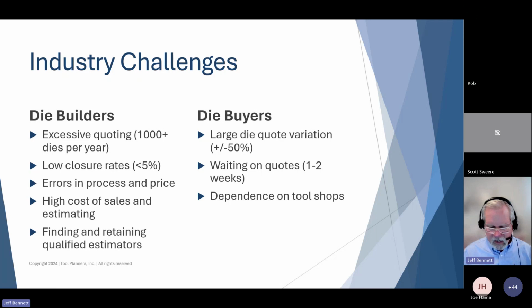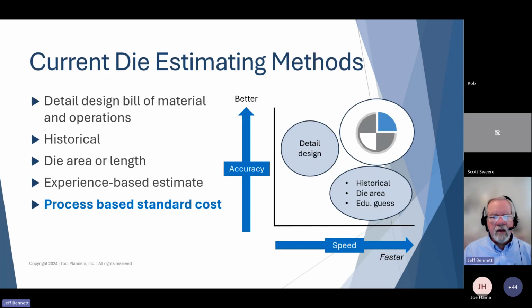So before a stamper can quote the production part, they typically quote tooling and production, and they've got to get those tooling costs from somewhere. If they're not doing it internally, they've got to depend on the die builder to do it, and that can take some time. So these are just a few of the challenges that are facing the industry. Let's look at some of the current methods that are out there.